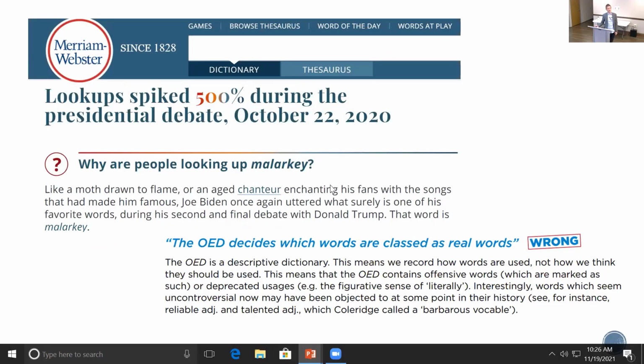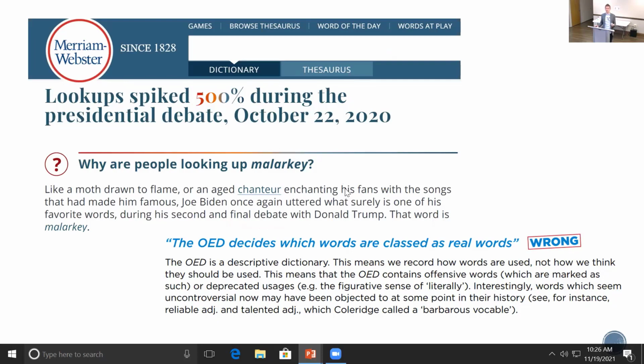Okay, so that brings us to something like the dictionary. The dictionary should be able to staple down language, right? The thing is, it is not a prescriptive publication, at least it shouldn't be. The dictionary itself is a descriptive volume.